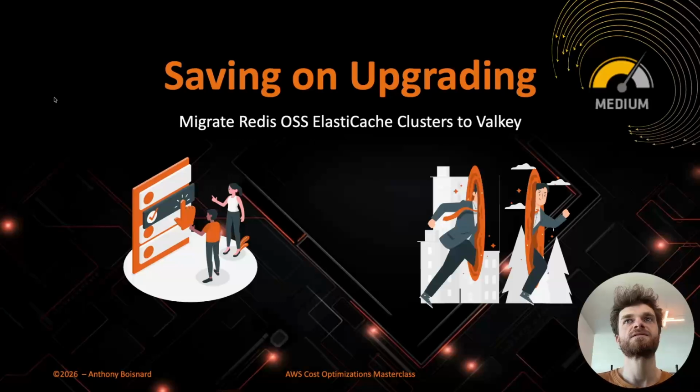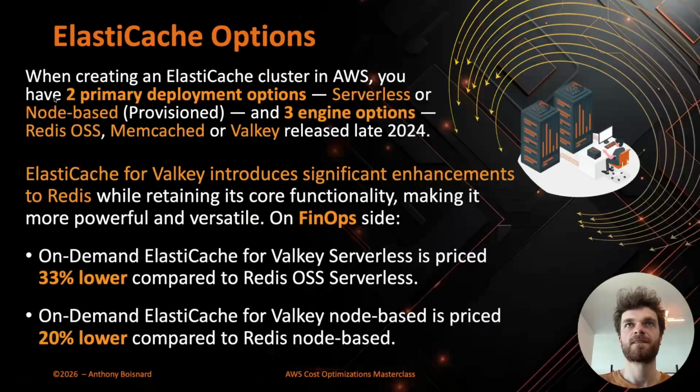Hey, let's see how we can save some money on upgrading, and this time by migrating Redis OSS ElastiCache clusters to Valkey. So you have two primary deployment options for ElastiCache clusters in AWS. First one is serverless, and second one is node-based or provisioned. And you also have three engine options. So first one is Redis OSS, Memcached, and the last one is Valkey, which was released in late 2024.